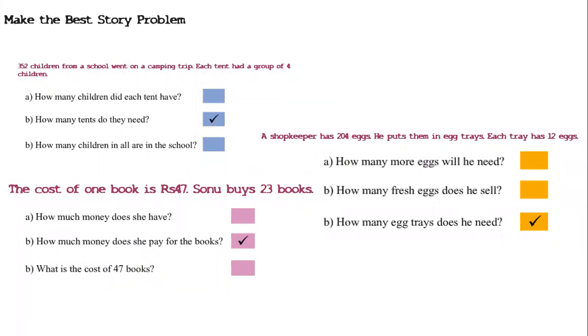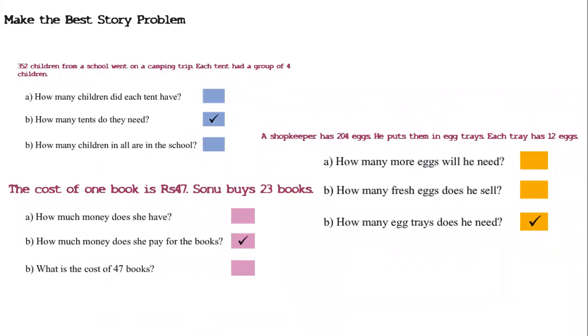You can't ask how many children in each tent, which is already in the question. How many children are there? Already given in the question. So what is the best question that can be asked? If you want, you can divide and get the answer afterwards. How many tents are needed? That is the best question to ask.